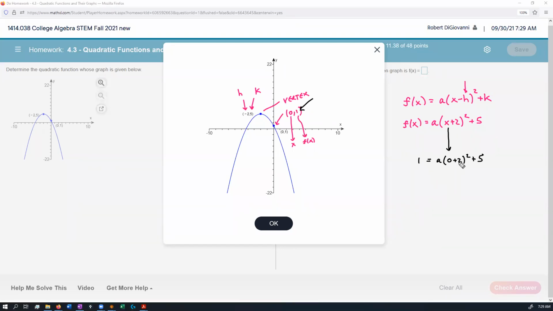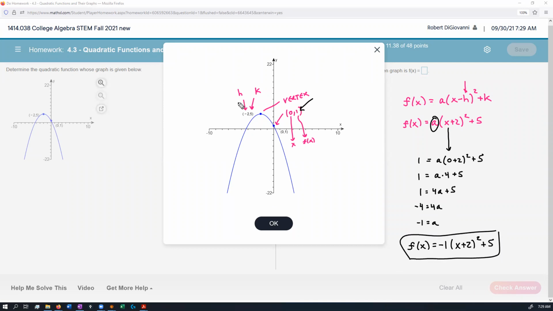So now I can solve this equation for a, because this equation only has a in it. This is 2. 2 squared is 4, so times 4 plus 5. That just means 1 equals 4a plus 5. I will subtract 5 on both sides, which gives me -4 equals 4a. Then I'll divide both sides by 4, and I get -1 equals a. So now I know what a is. My final function is a, which is -1, times x plus 2 squared plus 5. This should be the function that corresponds to this graph.